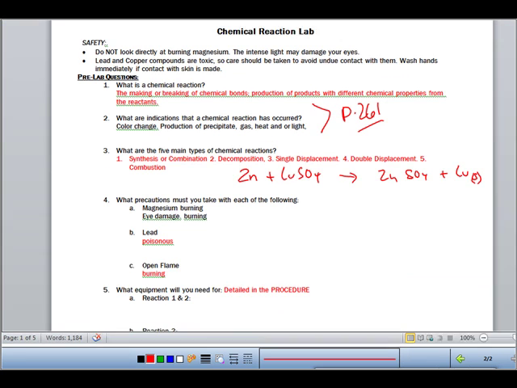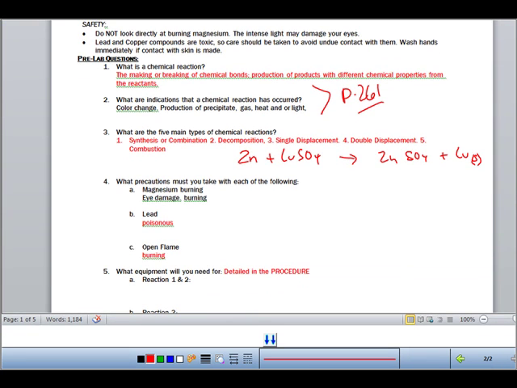Now, the next questions here are just asking you what are the potential dangers, and we always like to do this before we do a lab, to give you a little heads up on it. Well, the magnesium burning, besides actually burning yourself, because it burns pretty hot, burns your skin, is an eye danger. It's so bright. It'd be like looking into a camera flash bulb continuously. Not good, right? Lead is obviously poisonous, and then open flame, you could burn yourselves. And you got to watch burning your hair too if you have any. Okay.